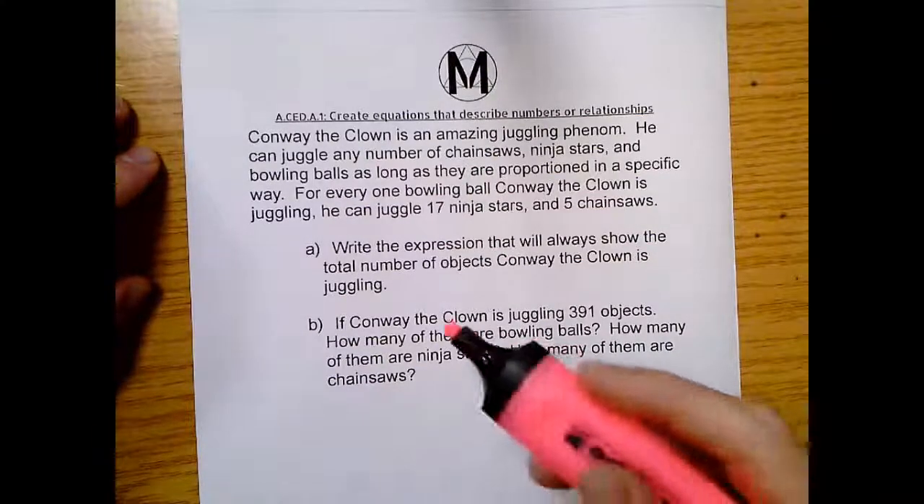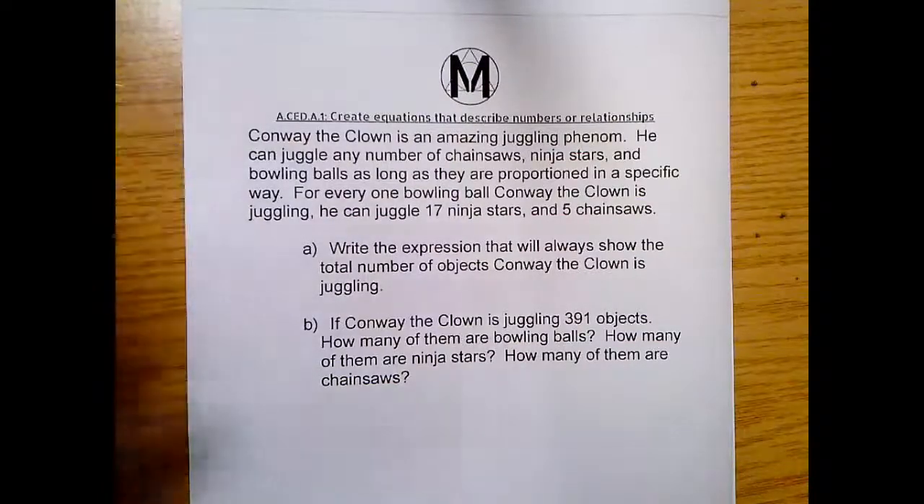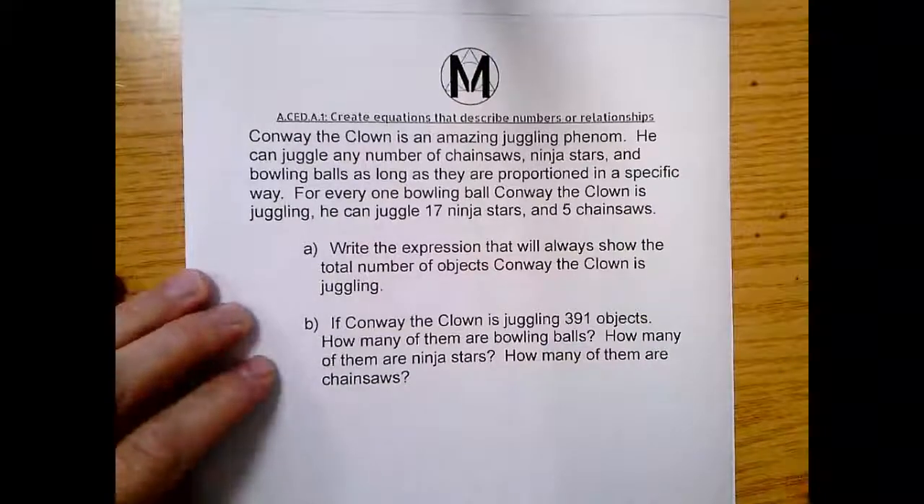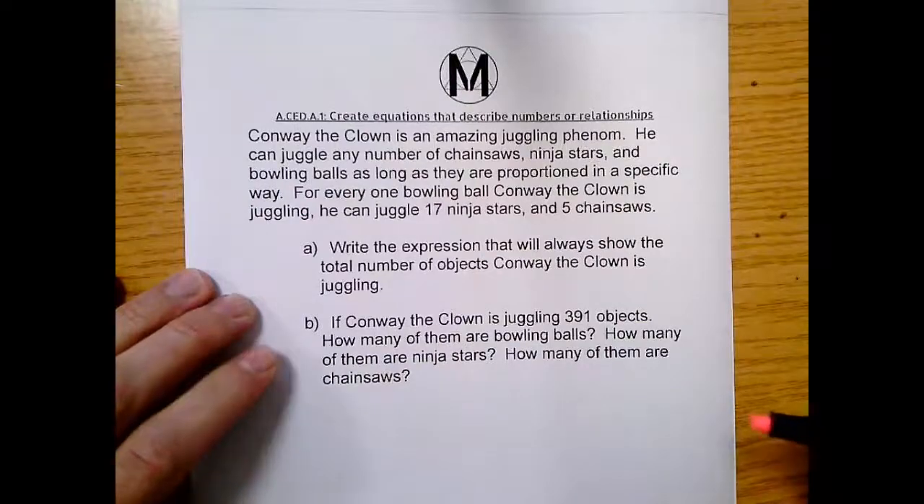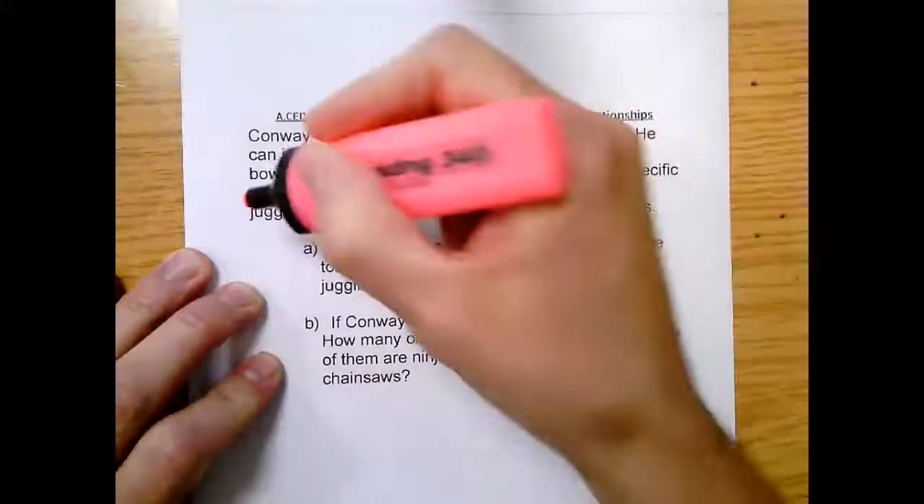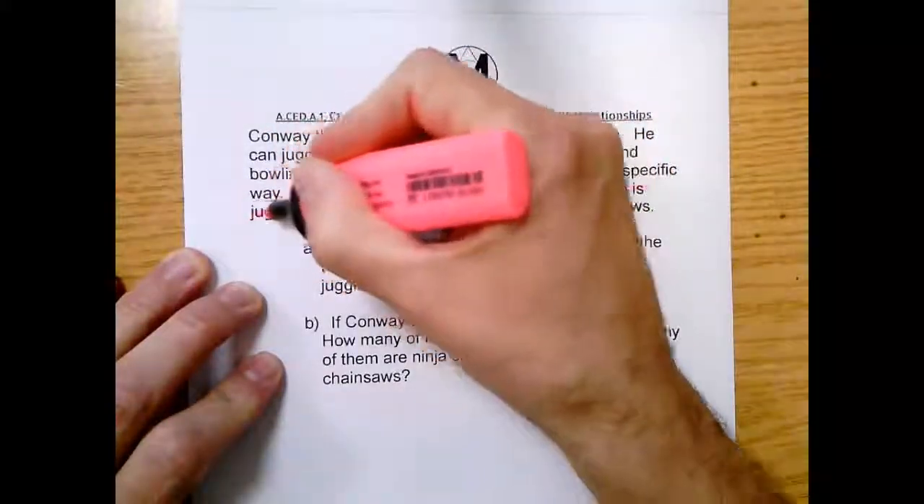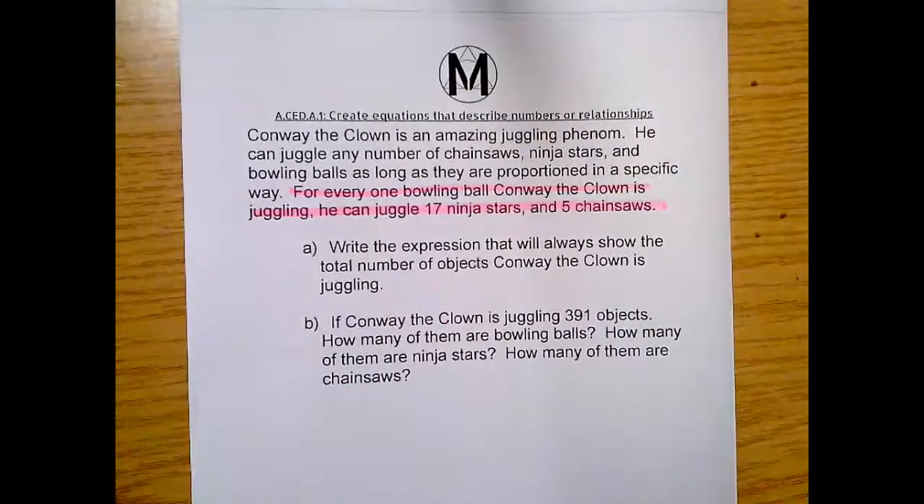Alright. Let's go to part A first. It says, write the expression that will always show the total number of objects Conway the Clown is juggling. All right, let's tackle A first. So when we look at this story up here, it's a great story, but the information we really need is right here. So for every one bowling ball that Conway the Clown is juggling, he can juggle 17 ninja stars and 5 chainsaws. It's all gonna hinge on understanding this.